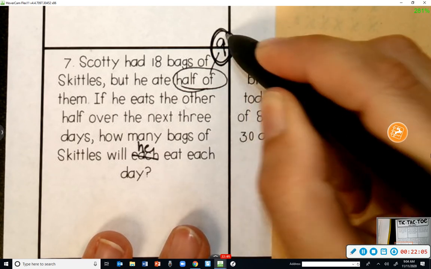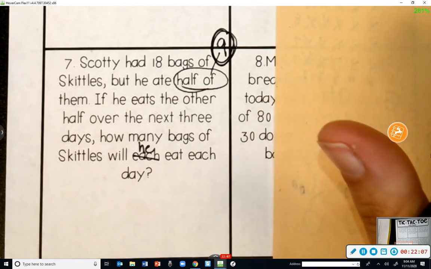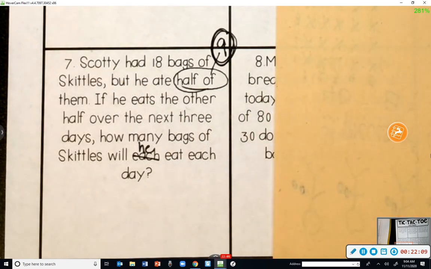So 9 is half. 9 plus 9 is 18. You've got to think of a double. 9 plus 9 is 18. So half of them would be 9.